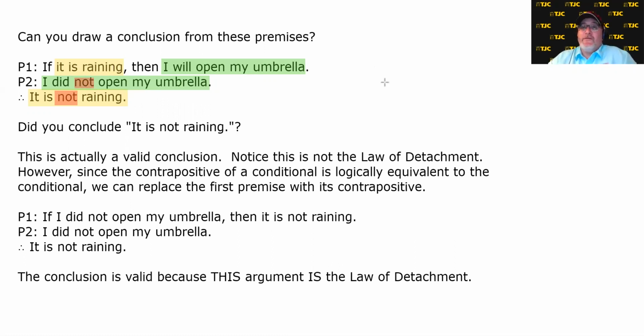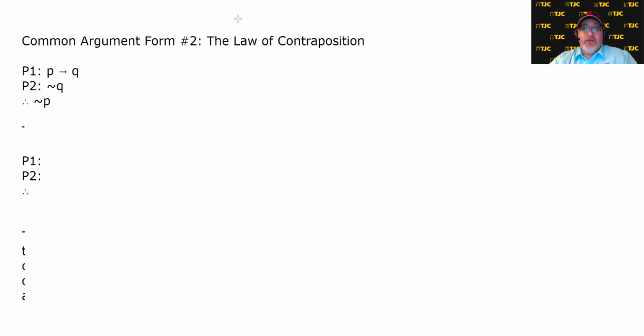So visually, this is the form of our new law, the law of contraposition. If the first premise is a conditional, and the second premise is the negation of the consequent, and the conclusion is the negation of the antecedent, then your argument is valid, which is what we have written here symbolically. That's called the law of contraposition, and it is a valid argument without the need for a truth table.